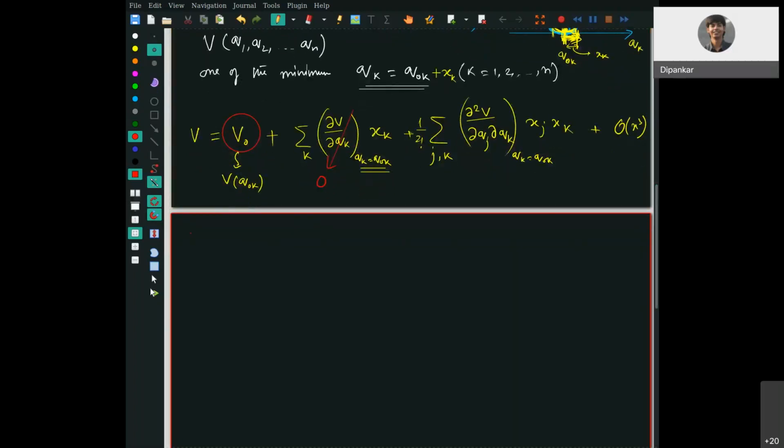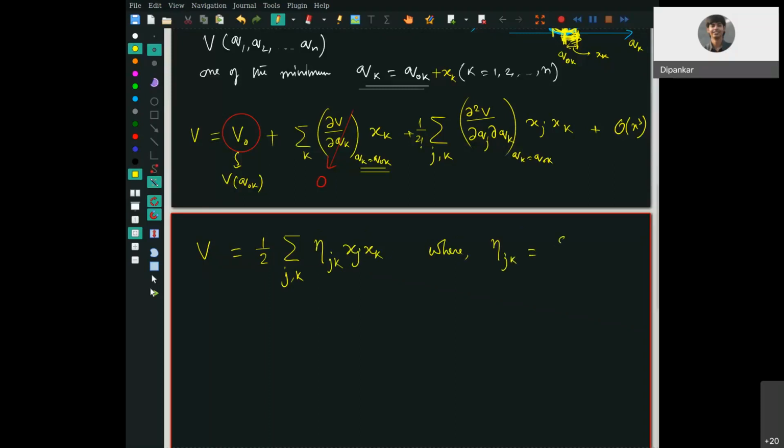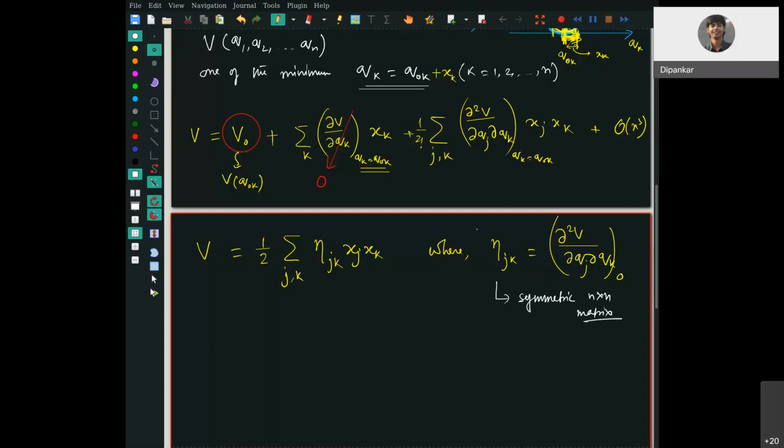So what I can write is that my potential V can be approximated as half summation over jk eta jk xj xk. Okay, where my eta jk is del 2V del qj del qk at qk equals q0k, that means it is evaluated at the minimum. And you note that this eta jk is symmetric, so it's a symmetric n cross n matrix. This follows from my definition.